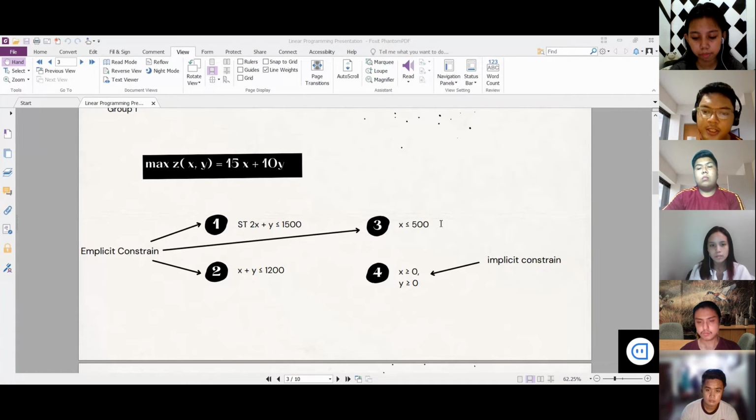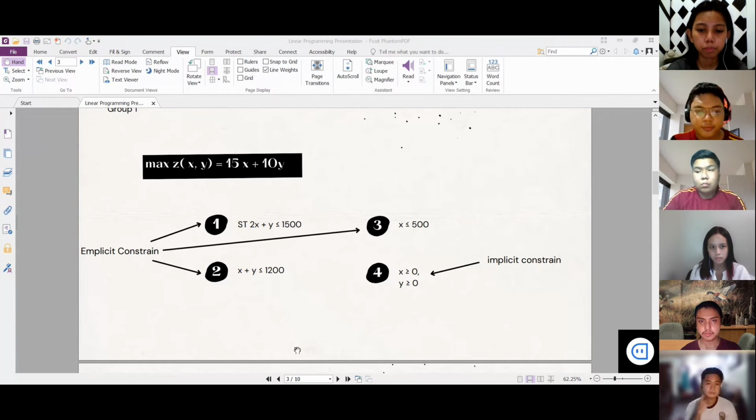So, implicit constraints require that the decision variables be greater than or equal to 0, so the values of a and b should be positive or equal to 0. The values of a and b should not be negative, which is why we call it the implicit constraint and non-negativity constraint, meaning the value is greater than or equal to 0. Next slide.